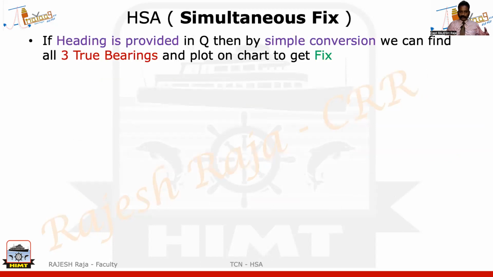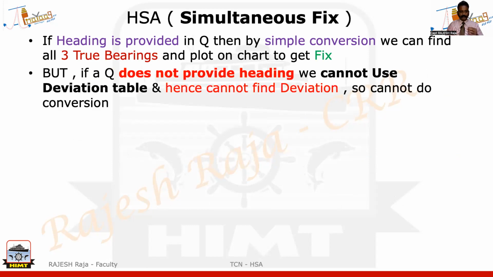Now, let us look at a scenario where the heading was provided in the question. So all I would have done was pick up the variation, go to the deviation card, convert it, plot them as 3 true bearings, and I would have got a fix. That's it. The problem is over.